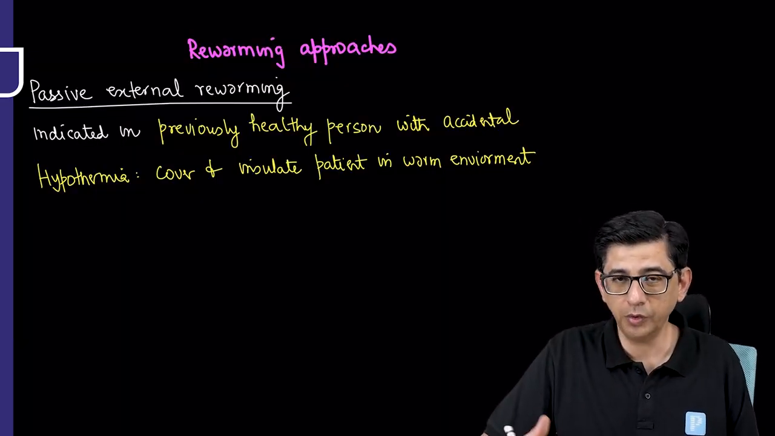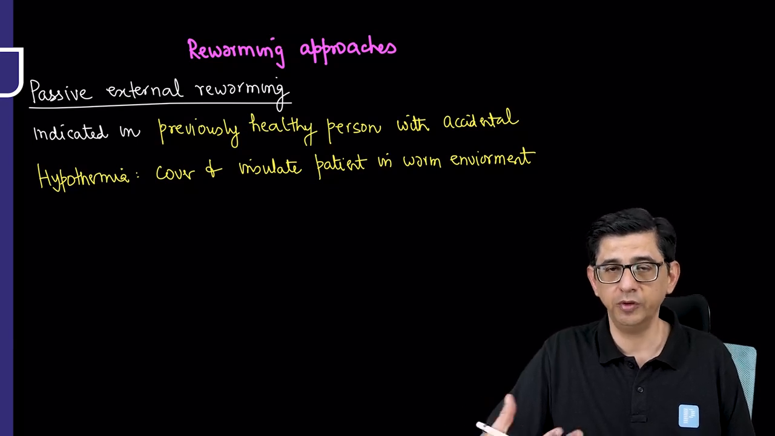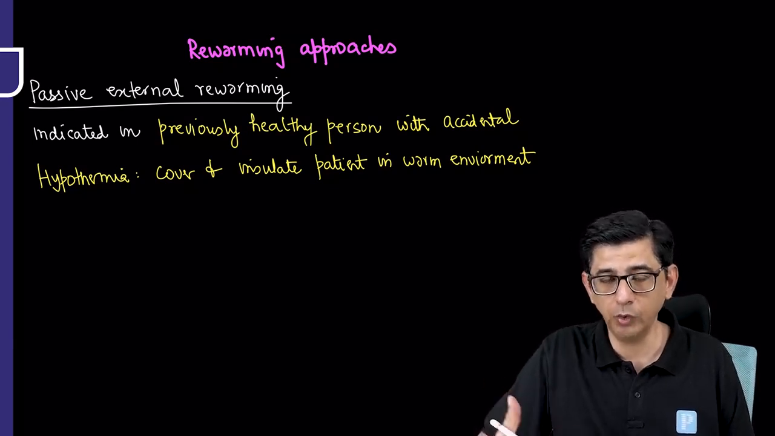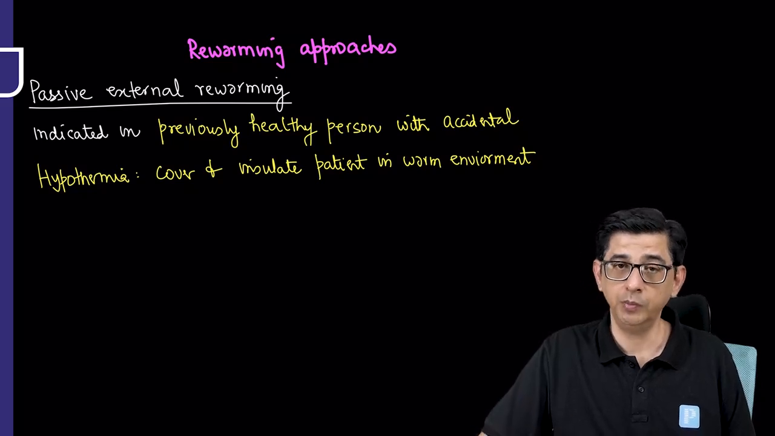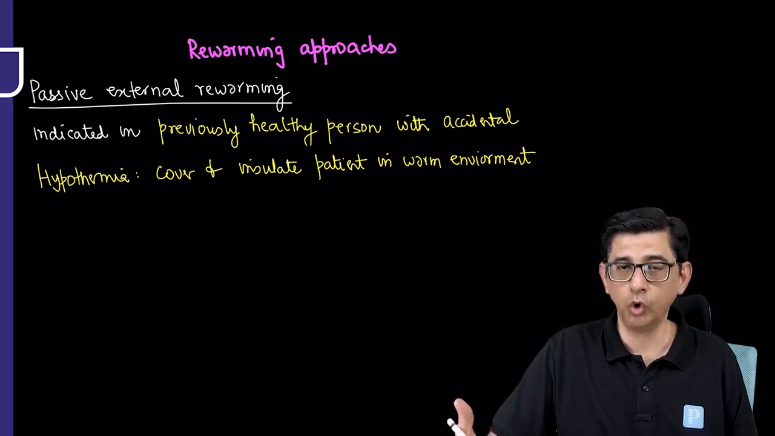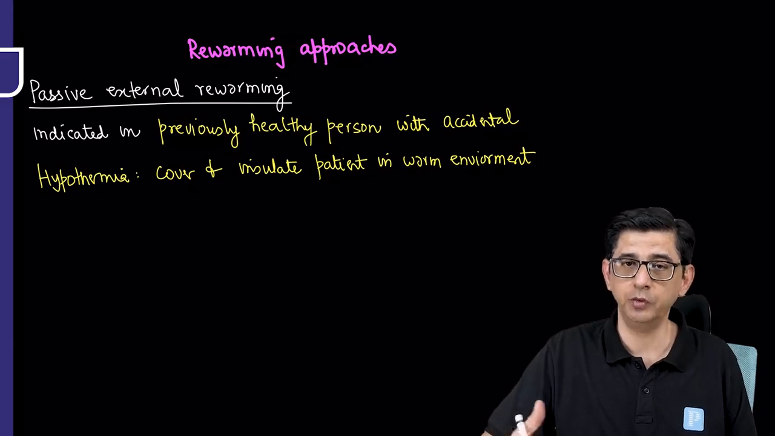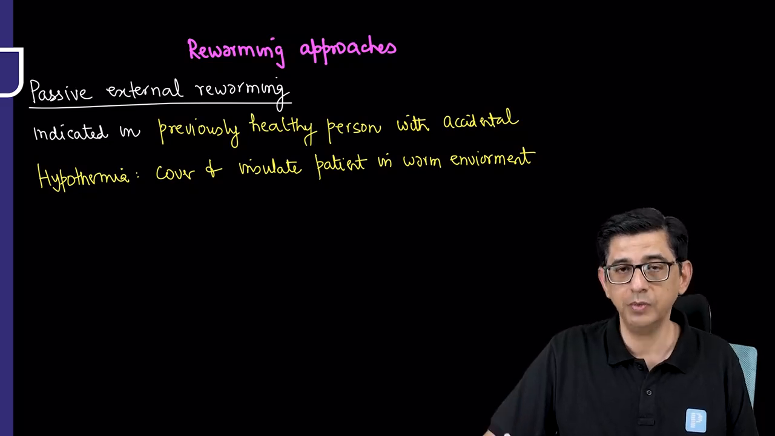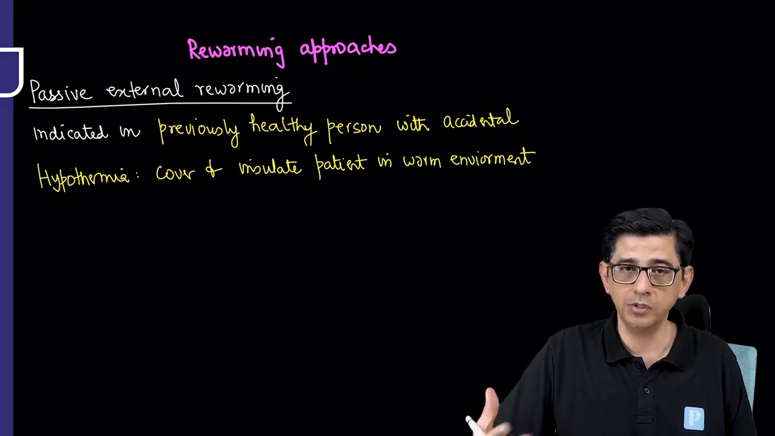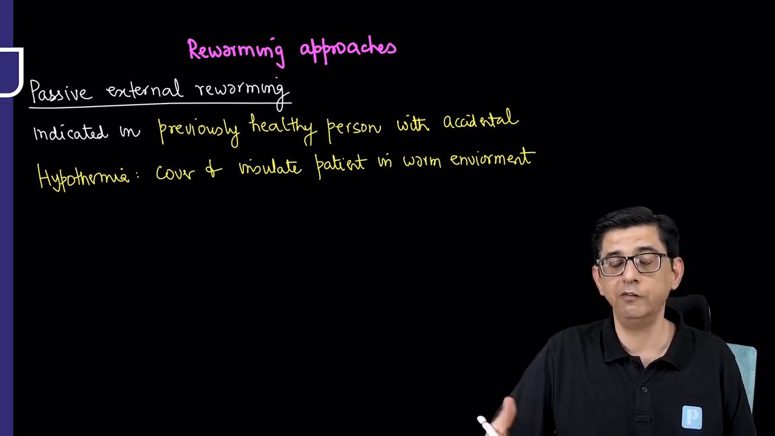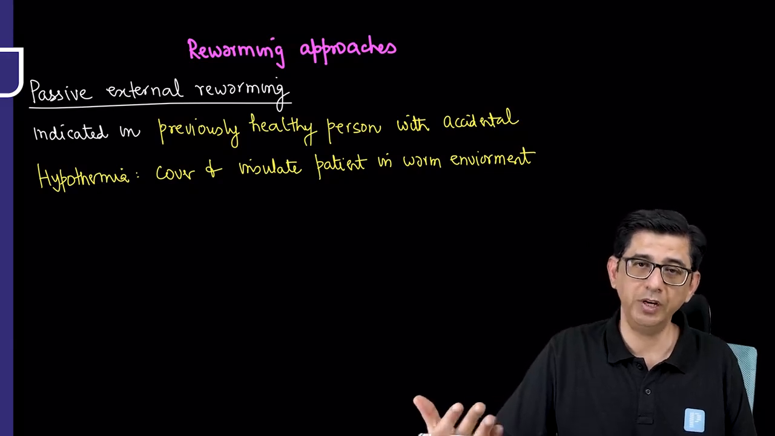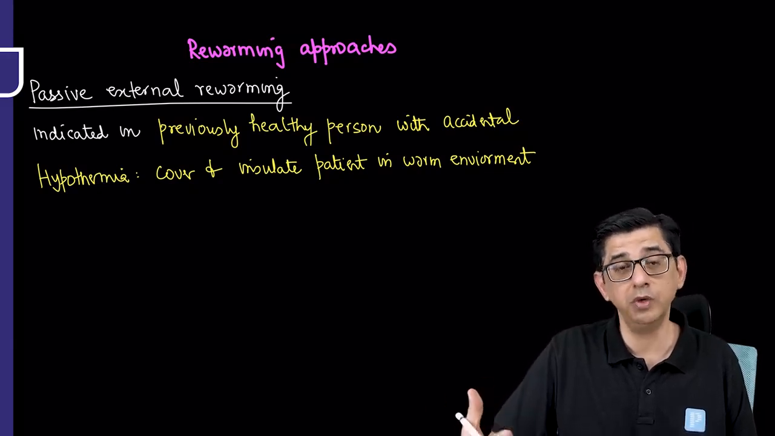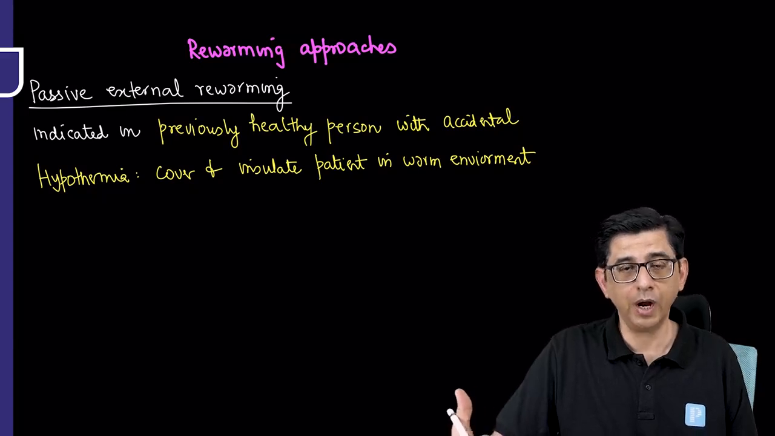Let us now focus on the rewarming approaches that we have. Like for example, Jack jumped into the freezing water of the Atlantic Ocean. He was able to recognize Rose. He was able to talk to Rose. So because his blood pressure was at that point of time stable and he was in his clear sensorium, that means that we have to go ahead with passive external rewarming. But suppose Jack lost consciousness, if there was a cardiovascular instability, if the body temperature went less than 32 degrees Celsius, then we would have to go ahead with active rewarming.